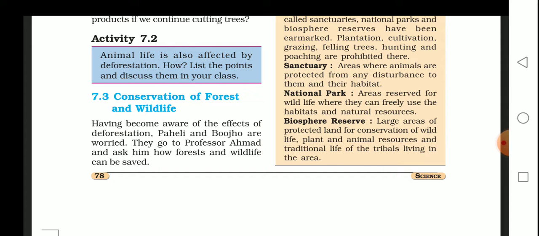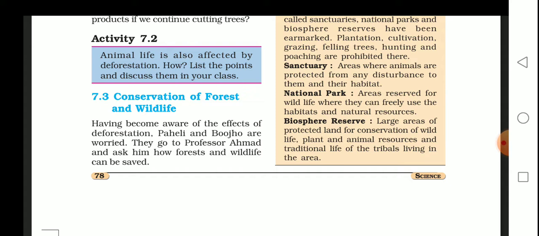I will just tell you a few points. What are the effects created among animals' life due to deforestation? The first one is that deforestation causes disturbances in the food chain. Food chain means their life cycle. Herbivorous animals depend on plants and some insects, and these herbivores are eaten by carnivorous animals. This cycle is called the food chain. This will also be disturbed due to deforestation.